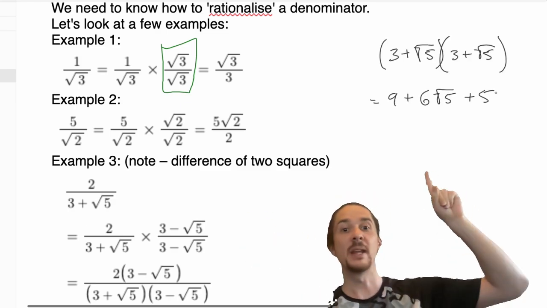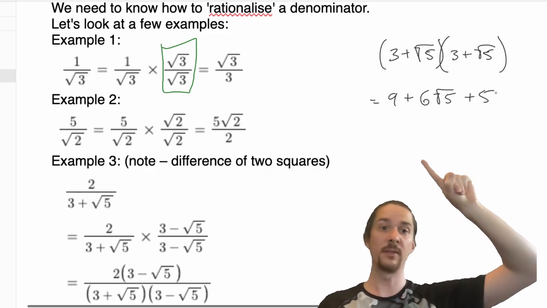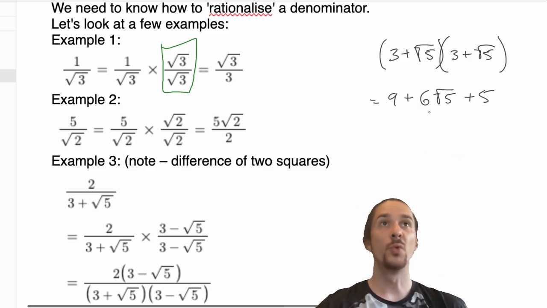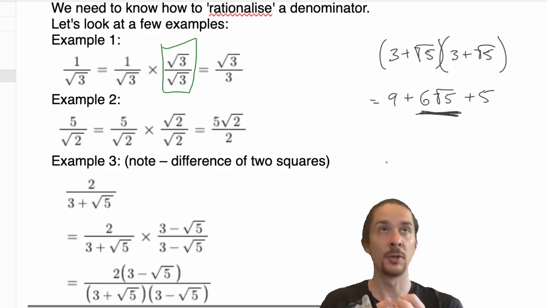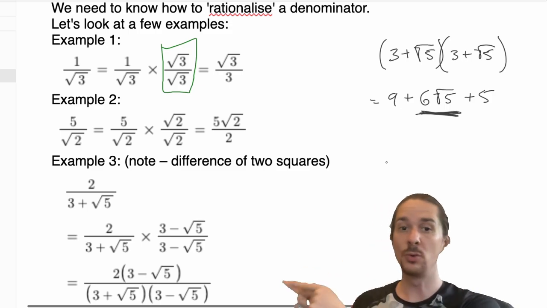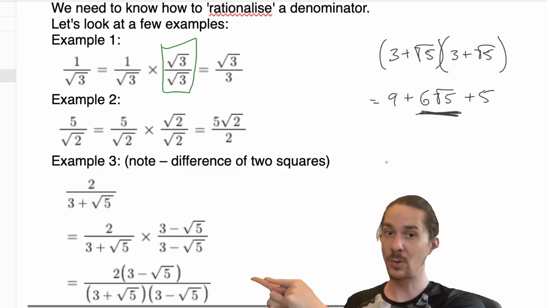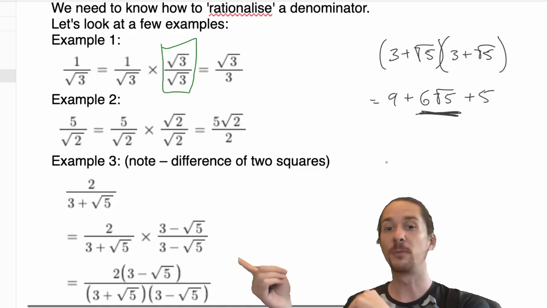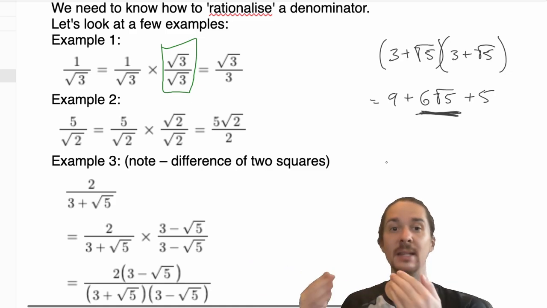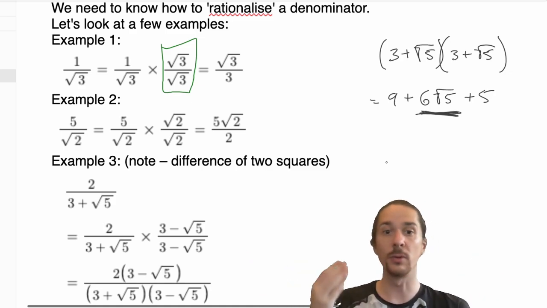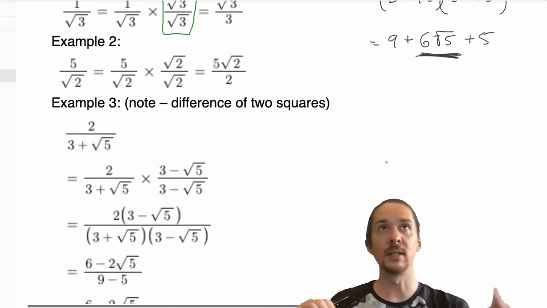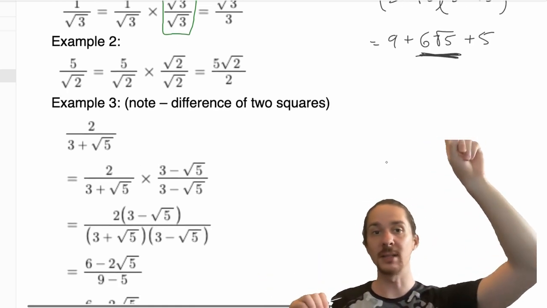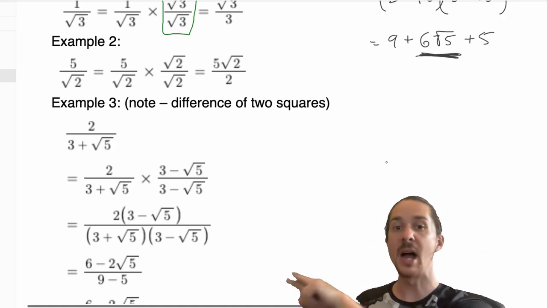If we were to expand out 3 plus the square root of 5 multiplied by itself, we wouldn't get rid of the surds because we would have two amounts of 3 times the square root of 5 left over. But when we do it with 3 minus the square root of 5, right, when we flip the plus to a minus, now we're using the formula for the difference of two squares. And so that denominator is going to give us 9. Instead of 9 plus 6 root 5 plus 5, we have 9 minus 5.